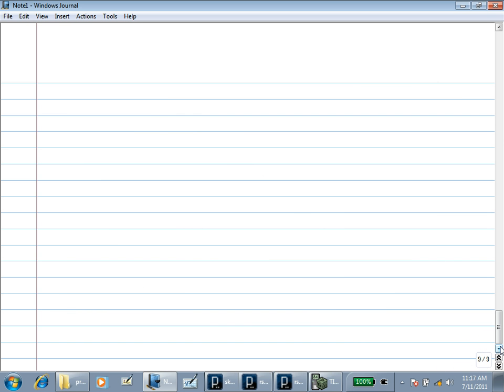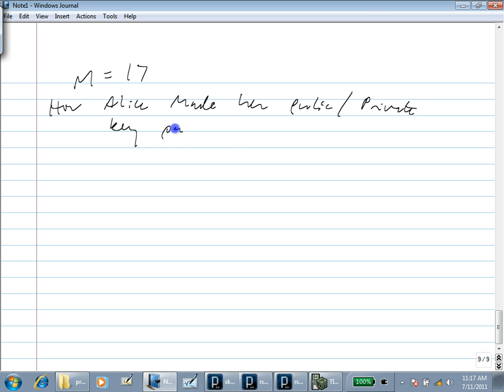Let's go back to Alice and Bob from before. You might remember the message Bob wanted to send to Alice was the number 17. Alice needs to make her public key to send to Bob and to anyone who wants to send her an encrypted message. She's going to make her public key and her private key, and she's going to send the public key out. So here is how Alice made her public/private key pair. And I'll also explain why this whole thing works.